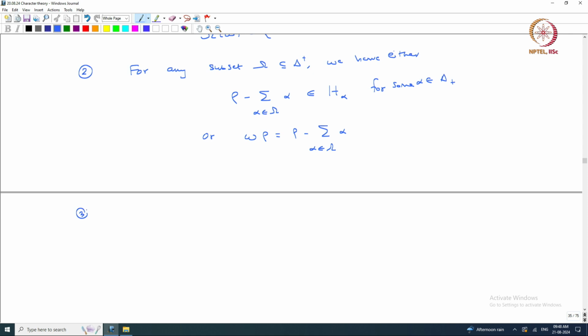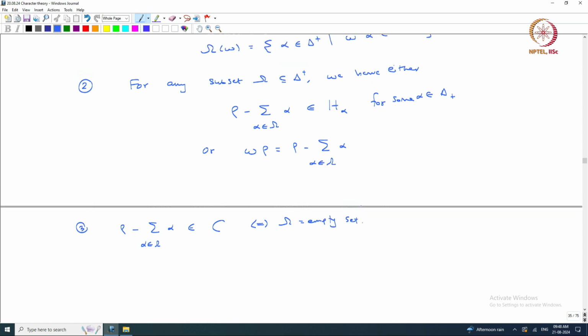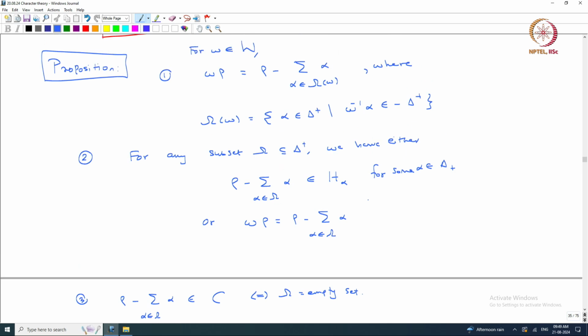Now the third statement, which is again more important. In case rho minus summation alpha, alpha in omega, lies in the Weyl chamber, the fundamental chamber, then that should force that this omega is empty. So, rho minus summation alpha, alpha in omega, is in the fundamental chamber if and only if omega is equal to empty. Let us prove this one by one. These statements are very important in order to prove the denominator identity.